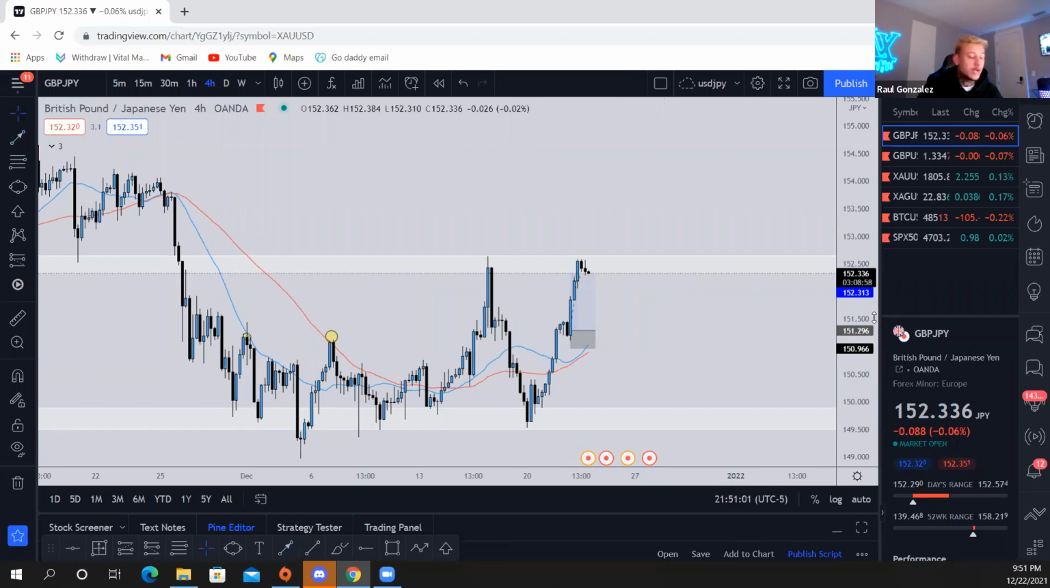But as of right now, again, same thing as GU. As long as price is maintaining under resistance, I'm going to maintain a short bias. Once price breaks above, then I'll look to actually take buy positions. Because again, you want to sell resistance, buy support.